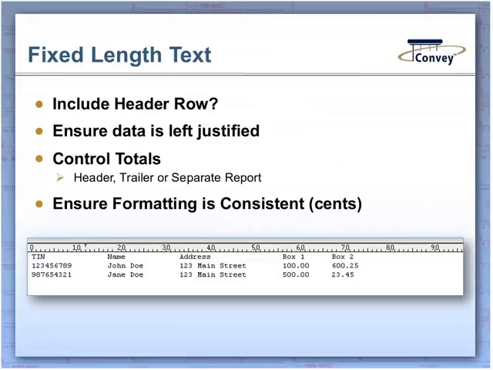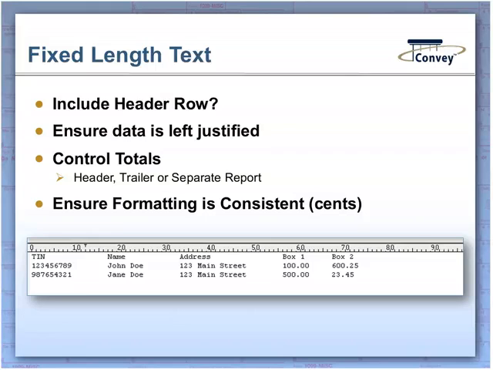Another common file format is fixed length text. This is typically used for higher volume filers, but it really depends on your payment system and 1099 program. Below is an example of what a fixed length text file looks like. Your 1099 solution may or may not require a header row. In general, it's typically a good idea to include this, but be sure to check your documentation to be sure. Make sure that all data in the file is left justified. Your data should line up in columns if you view it within a text editor.